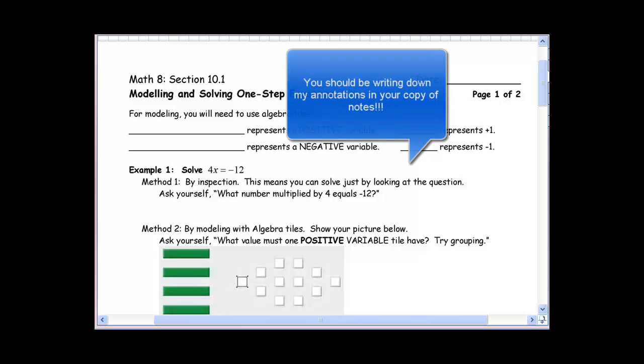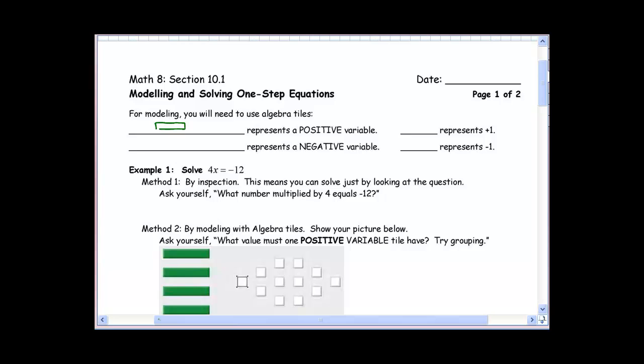Recall that a positive variable is a solid rod, and the numbers that are positive are these small little squares. A negative variable, you guessed it, the rod that is unshaded or empty. Similarly, the -1 represents a little tiny square or box that is unshaded. So the questions we're going to do today are what we call one step. So in one step, you should be able to solve them.